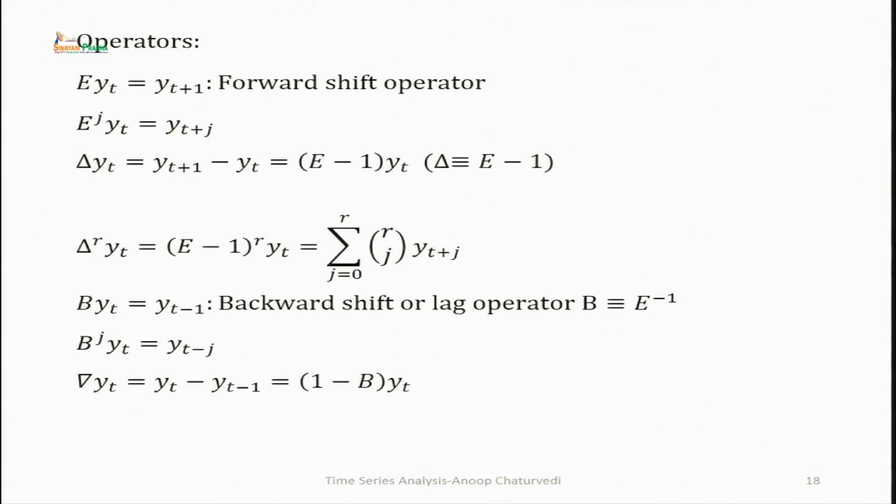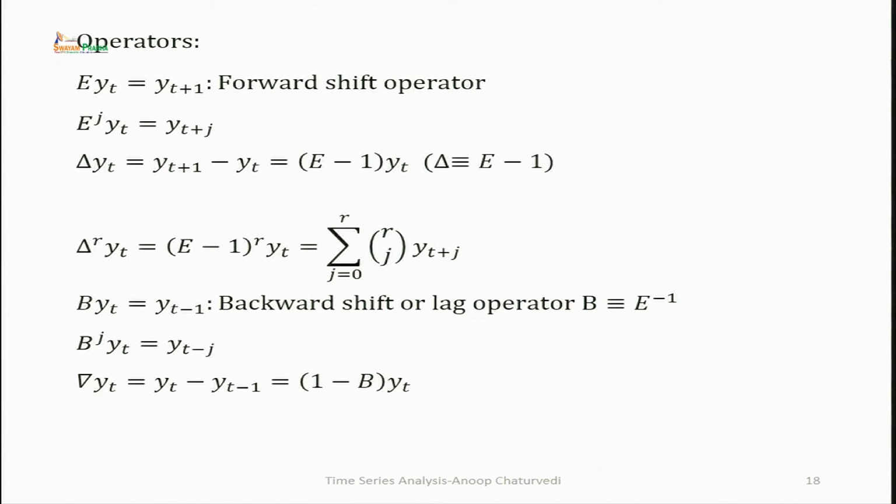Now, we define some of the operators. Forward shift operator is defined as E y t is equal to y t plus 1, or E j y t is equal to y t plus j. Then difference operator delta y t is equal to y t plus 1 minus y t. It is related with the forward shift operator also by the relation E minus 1 y t is equal to delta y t. Similarly, you may define delta r y t, which is the rth difference, and you can write it as summation j equal to 0 to r c j y t plus j.